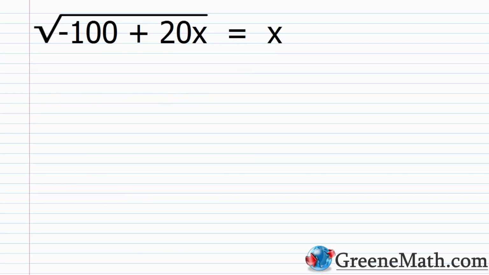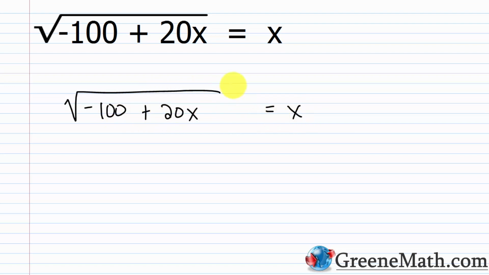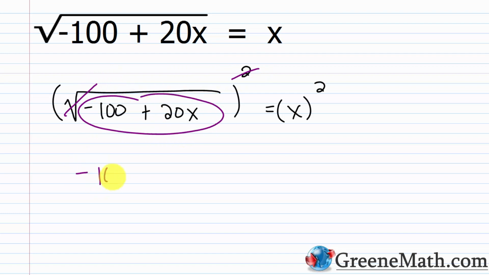All right, let's take a look at another one. So we have the square root of negative 100 plus 20x is equal to x. This is already isolated for us, so let's go ahead and just go into the step where we square both sides. So negative 100 plus 20x is equal to x. So I'm going to square this side, and I'm going to square this side. So this is going to cancel with this, and I'll just have this. I'll have negative 100 plus 20x is equal to x squared.